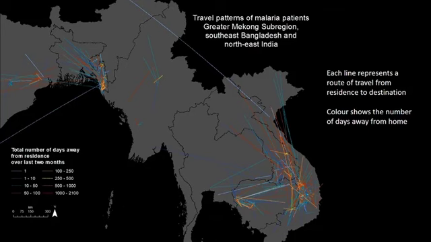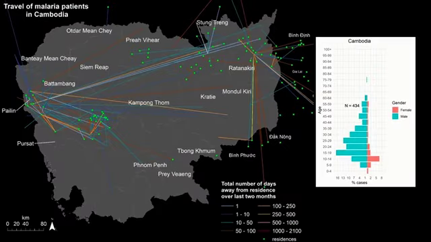So this is a map of all the travel patterns in our study. Just to give a brief overview, each line represents a route of travel from residence to destination, and the color shows the total number of days away from the residence for all patients over the last 2 months. So what you need to take from this is red or bright colors, lots of travel, blue, not much travel. I'm going to go through each of the countries where a substantial amount of travel surveys were collected, starting off with the GMS, Cambodia.